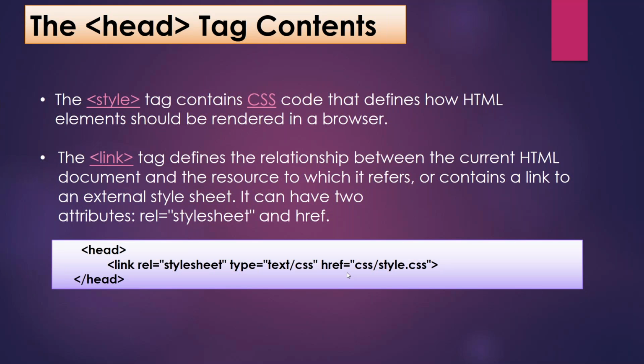The next one is type. What type is your document? You have saved it in text or CSS form, that is what this means. Then next, href means the endpoint where your browser must search to find that file. Location is stored in href. So let's move further.